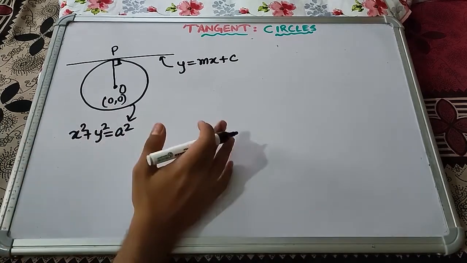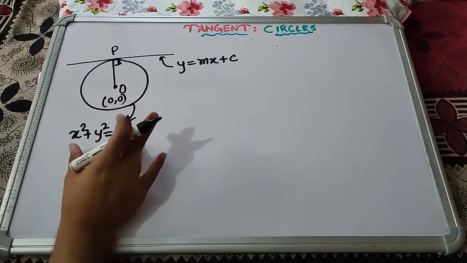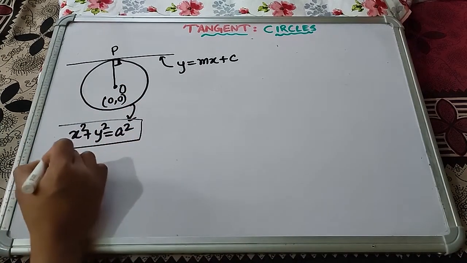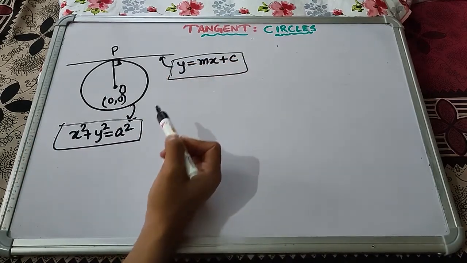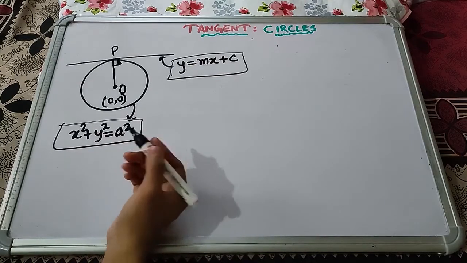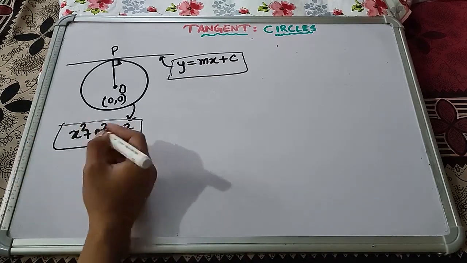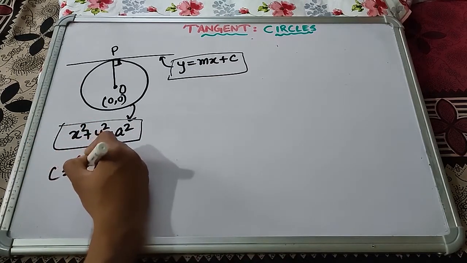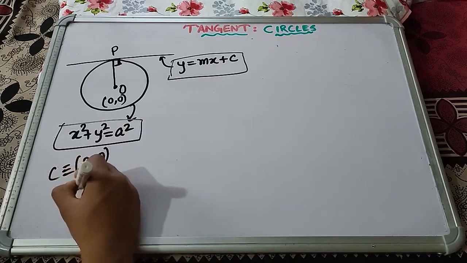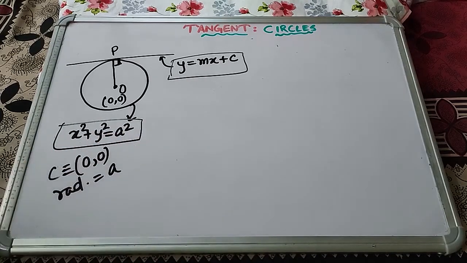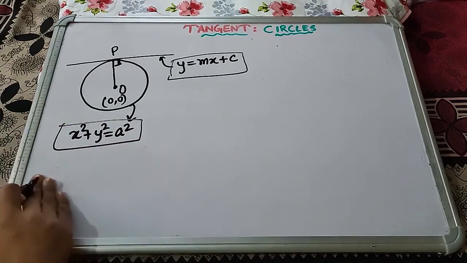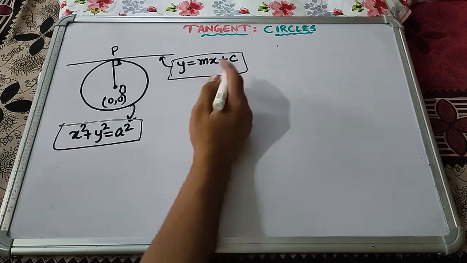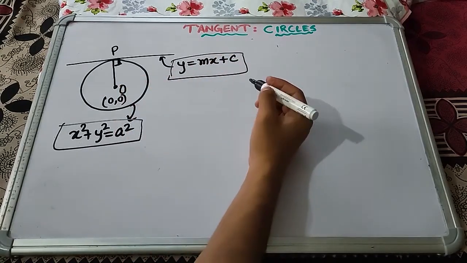So for beginning, I have used the simplest format of circle available, that is x square plus y square equals a square, and a standard line y equals mx plus c. x square plus y square equals a square. What does this circle signify? That the center is actually (0, 0) and the radius is equal to a. We all know these basic terms. So let us find the distance of this line from the center (0, 0).